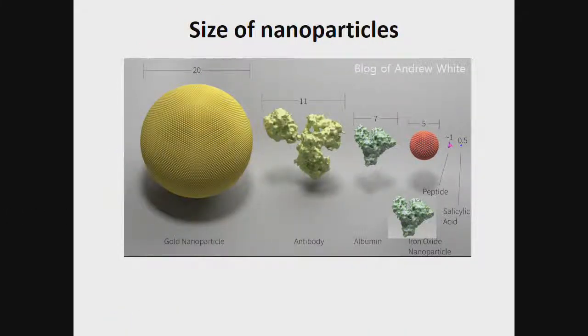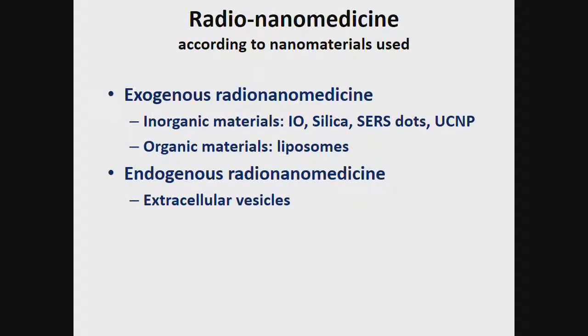Nanoparticle size here: the salicylic acid size, and also the albumin size, and then antibody. Everybody just calls it antibody, but antibody is just a nano-sized, 10 to 15 nanometers, and gold nanoparticle 20, or the recent iron oxide is just 5 nanometers.